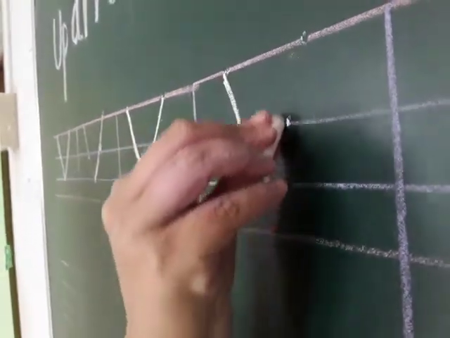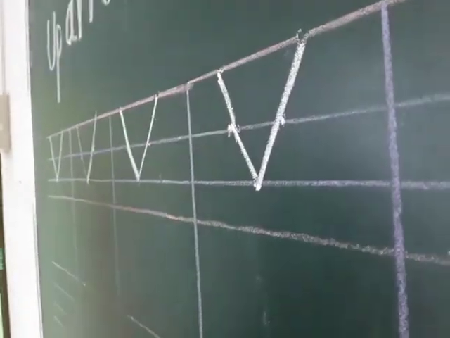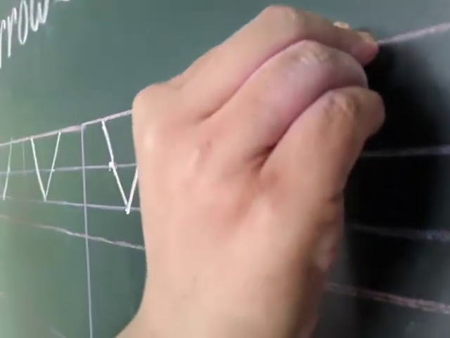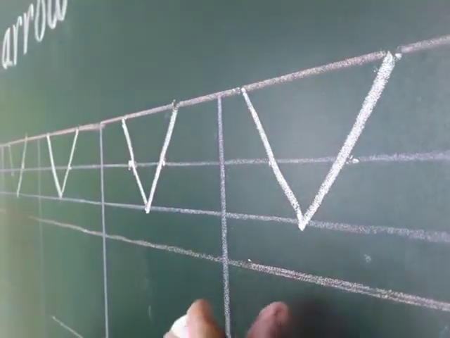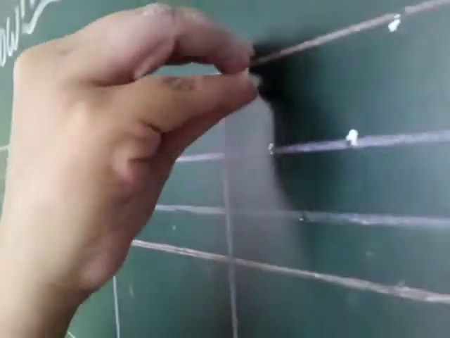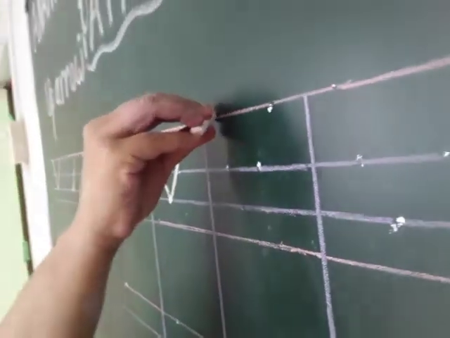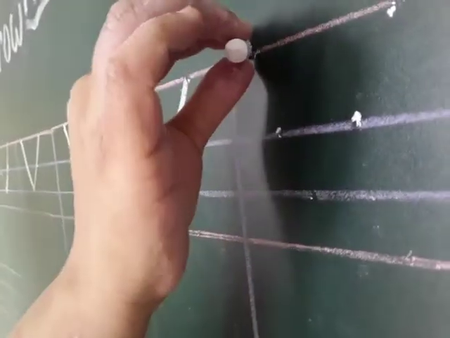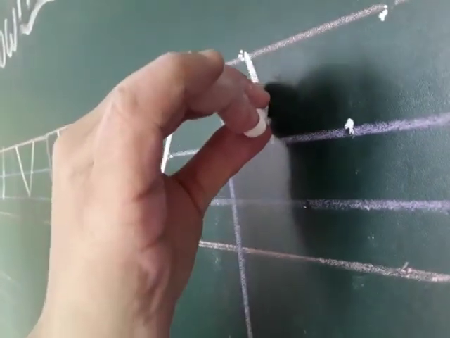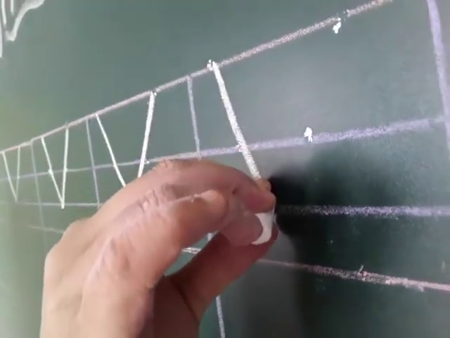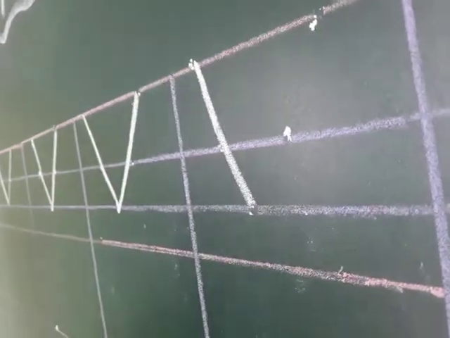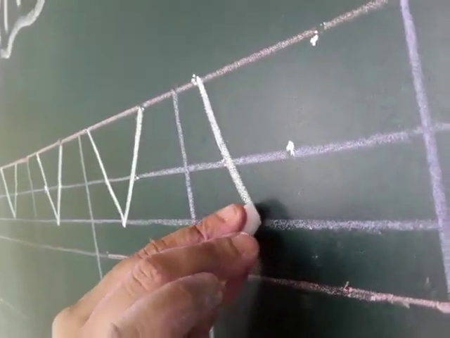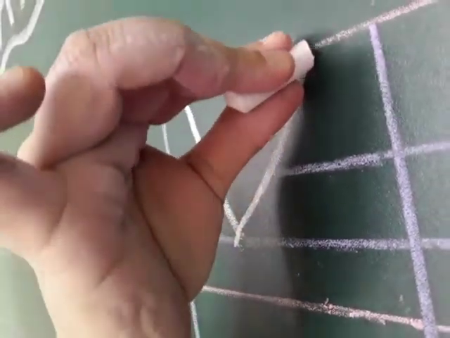Come down and go up. Practice it. If you practice it, you can write firmly. You can draw it firmly. Just remember that your line will be slanting, left slanting, and this is right slanting line.